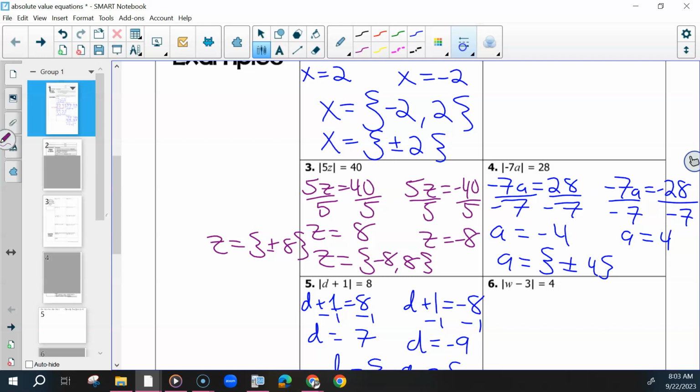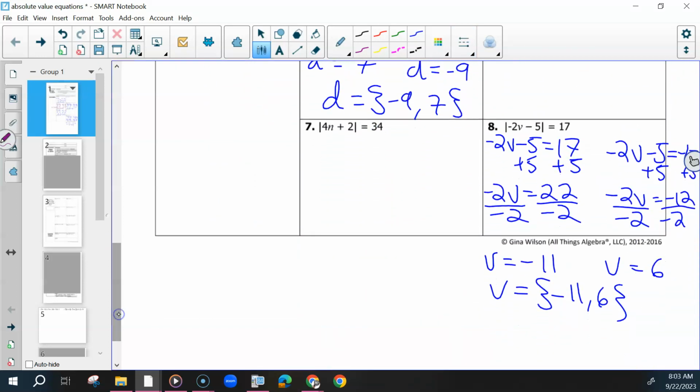Any others on this page? Number 7. Already isolated, let's go ahead and set it to a positive and negative version of 34.